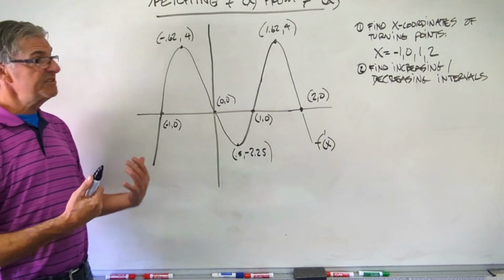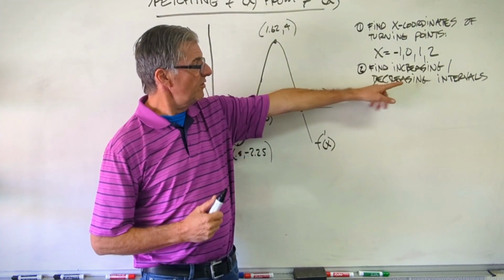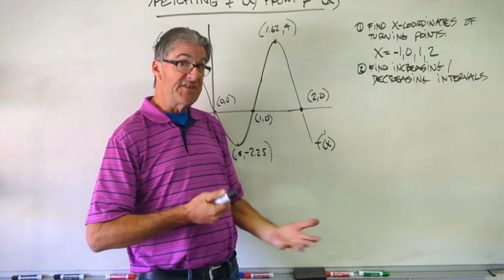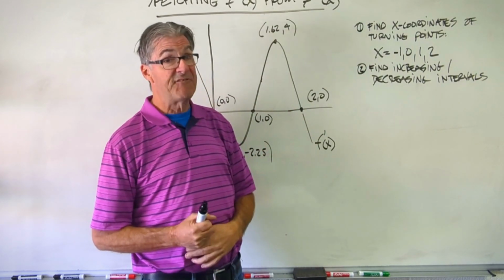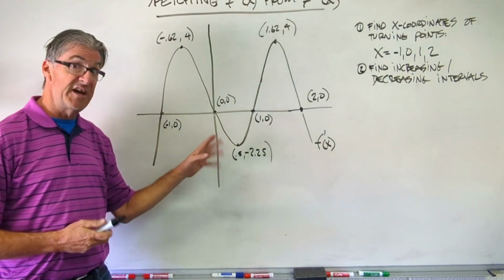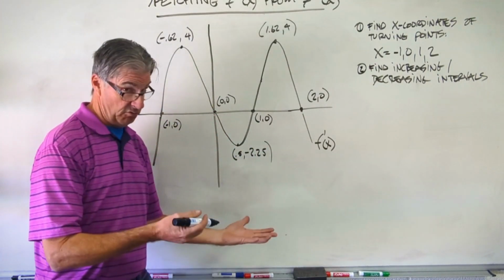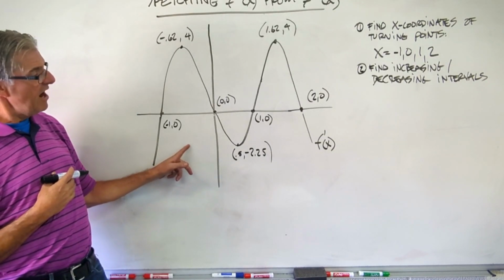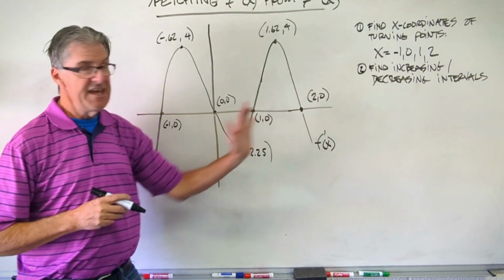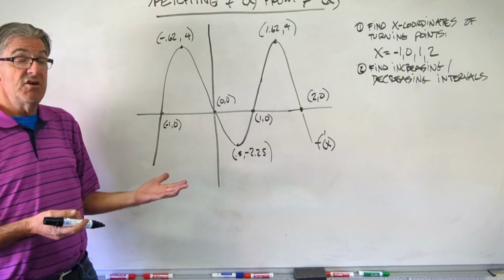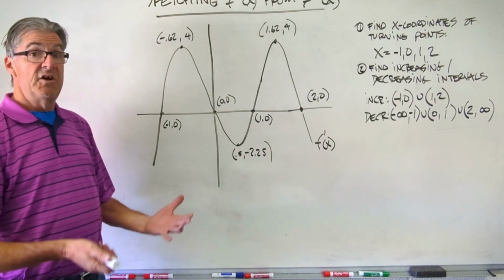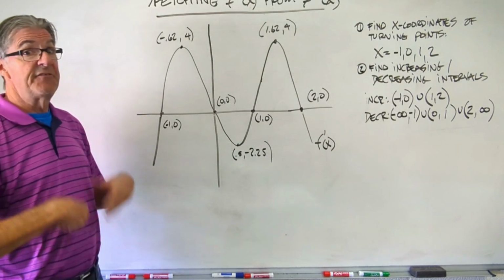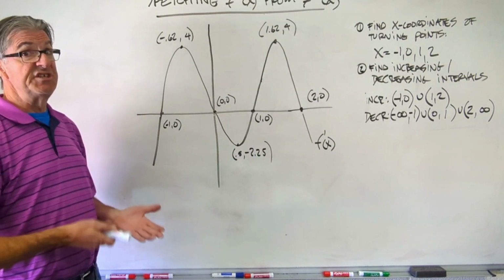Okay, the second step: find the intervals where the function is increasing and where it's decreasing, because that's going to influence how we sketch the graph of the function. Remember, this is f prime of x. Our goal here is to graph f of x. So take a look at this graph and figure out over which intervals the original function is increasing or decreasing. Remember, the first derivative is negative where the function is decreasing, and positive where the function is increasing.